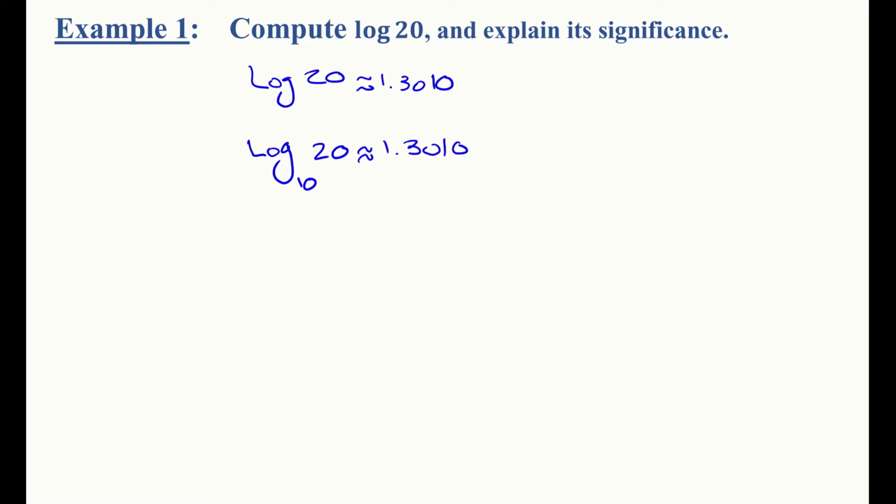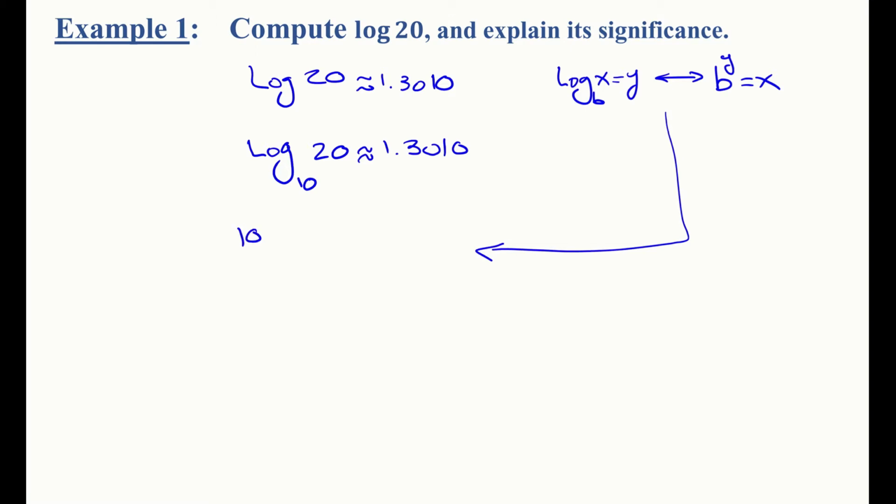Now, we know the relationship between logarithmic equations and exponential ones. We know that log base b of x equals y is the same thing as saying b to the y equals x. So if we use that here, we're going to get 10 to the power of 1.3010 is approximately 20.